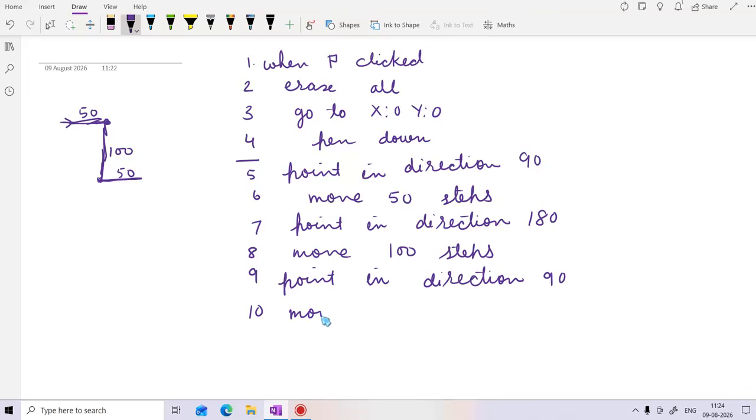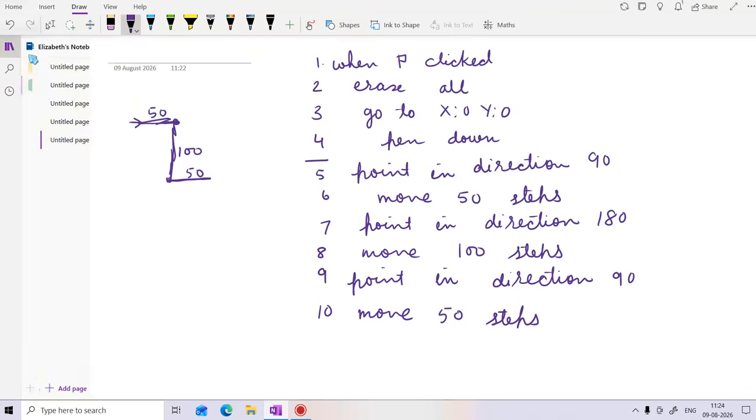Okay, so see, this figure is taking 10 lines. Alright, so move 50 steps and finally this is over. Alright, this is the way how we have to do. Okay, let's see the next.